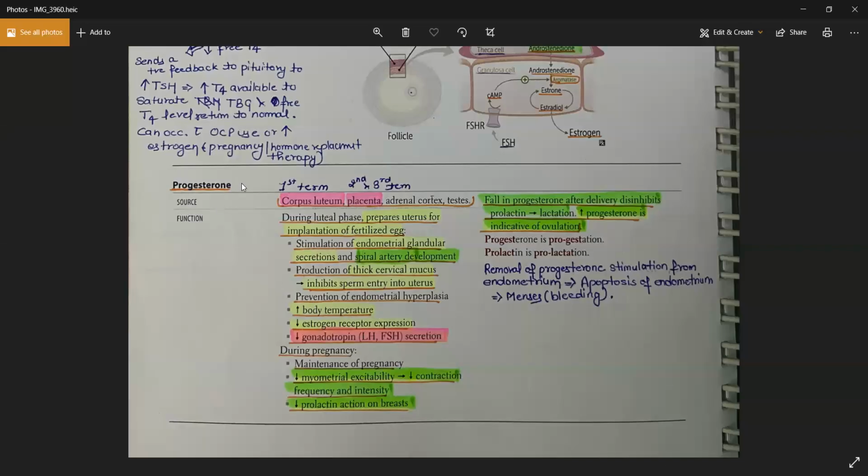The level of progesterone suddenly increases after the ovulation, because after the ovulation, this Graafian follicle will be converted into the corpus luteum, and the level of luteinizing hormone is very high at that time, and this luteinizing hormone will stimulate the corpus luteum to secrete the progesterone, right?